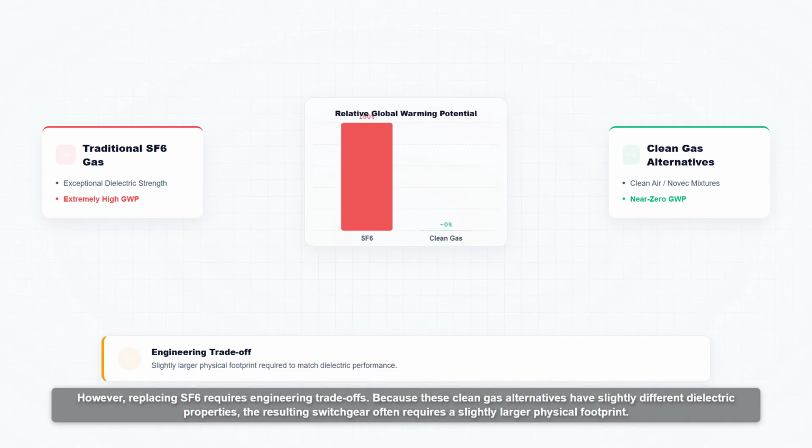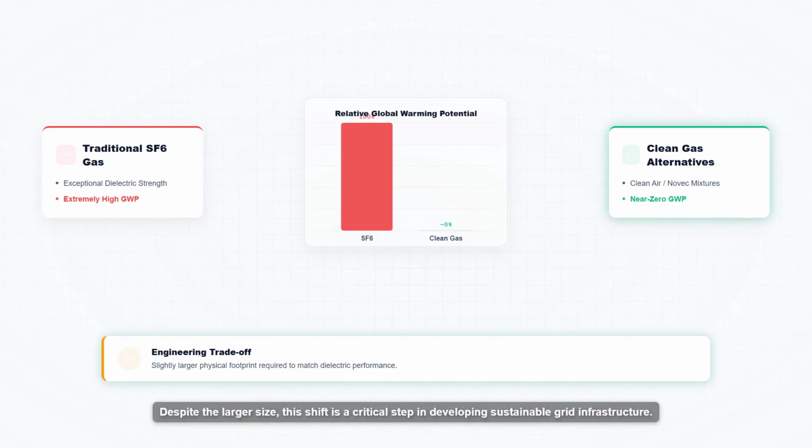However, replacing SF6 requires engineering trade-offs because these clean gas alternatives have slightly different dielectric properties. The resultant switchgear often requires a slightly larger physical footprint. Despite the larger size, this shift is a critical step in developing sustainable grid infrastructure.